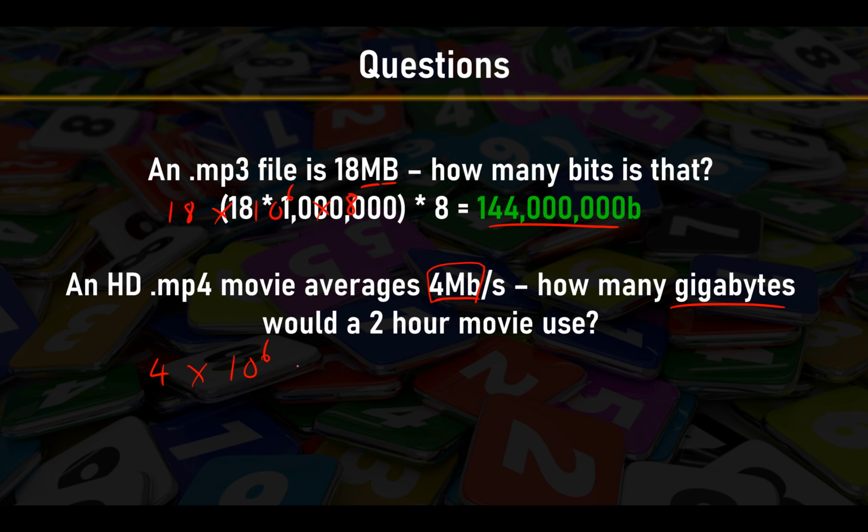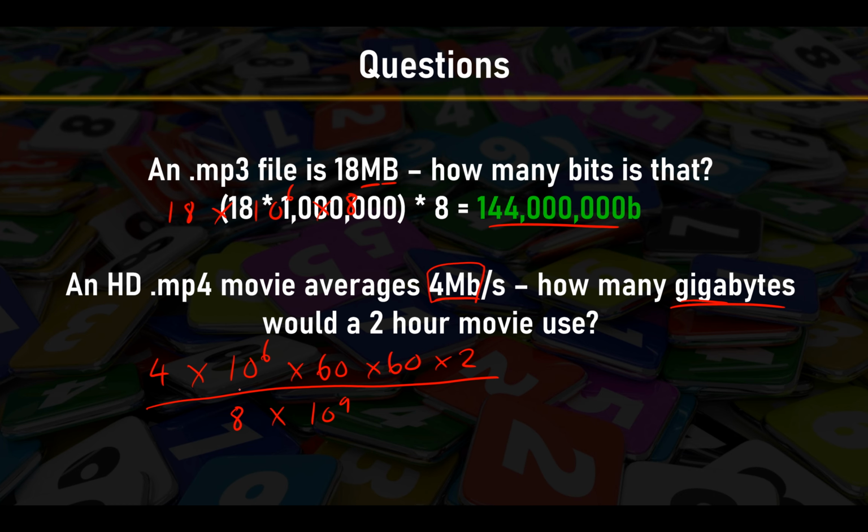But since we want a 2-hour movie, we have to times by 60 to get 1 minute, times by 60 again to get 1 hour, then times by 2. So this should give us how many bits for the whole 2-hour movie, but then we want to convert into gigabytes. So if you remember, to go from bits to bytes, first we need to divide by 8. Then we want to convert into giga. Giga is going to be 1 billion, therefore we also need to divide by 10 to the power of 9.